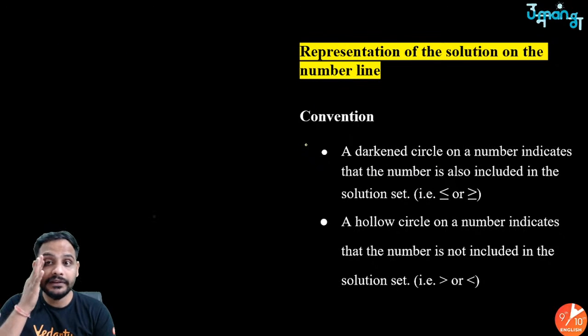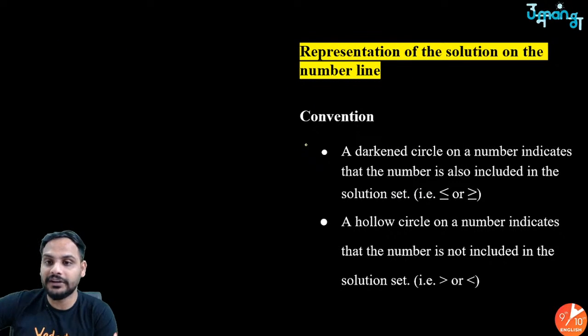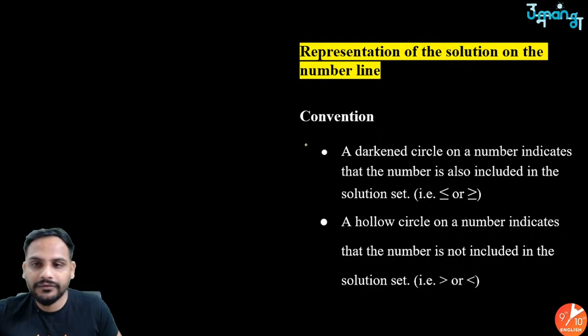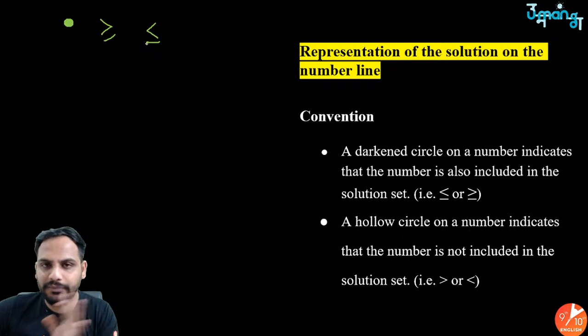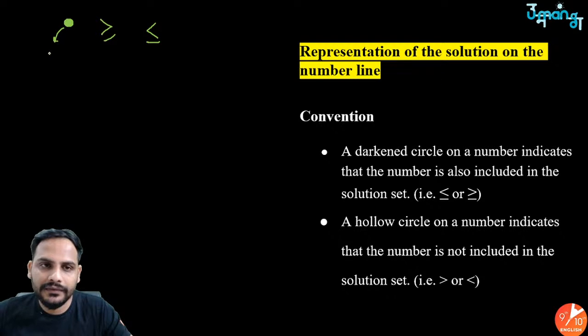Now look, brother, when you will represent the solution on the number line, there are two things. One is a darkened circle. This darkened circle, son, represents either greater than or equal to, or less than or equal to, depending upon the position. Okay? But it means include. This point is also included.